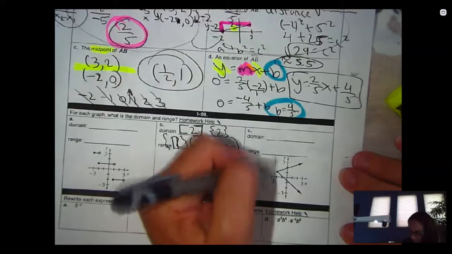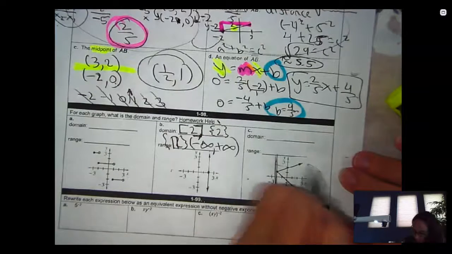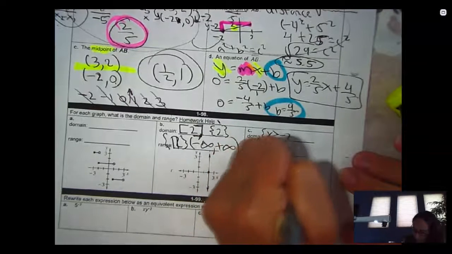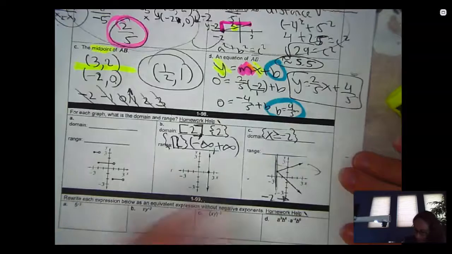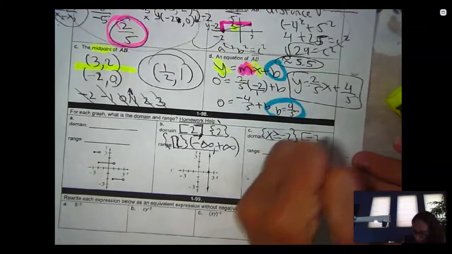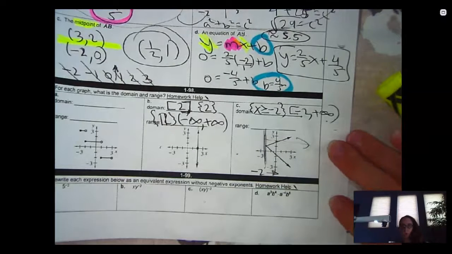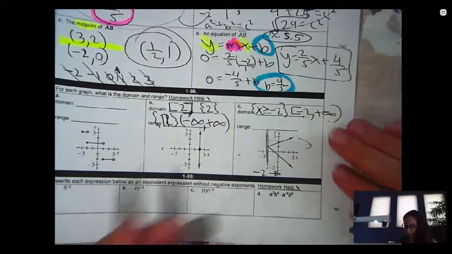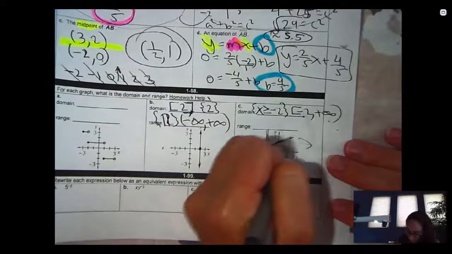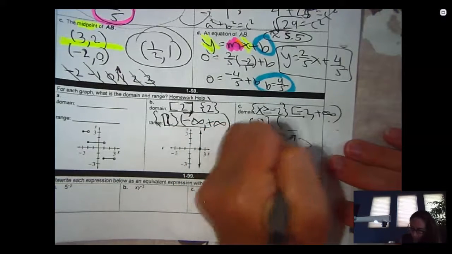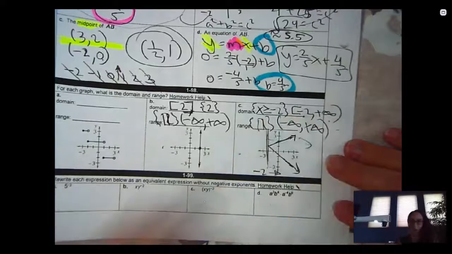Domain is everything to the left, so it starts here and then it goes to the right. So it starts here at negative 2 and gets bigger. X is greater than or equal to negative 2. And then bracket, negative 2, positive infinity, parenthesis. Always small on the left, big on the right. And some of you are going, why are you talking so fast? I only have a 15-minute limit on this video. Range is everything up, it's going up. Everything down, it's going down. All real numbers, negative infinity to positive infinity.